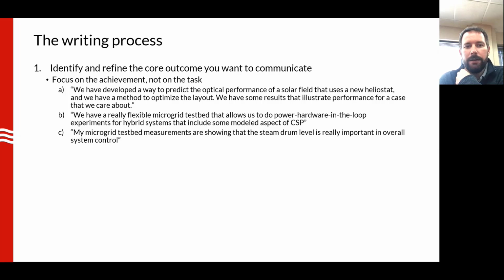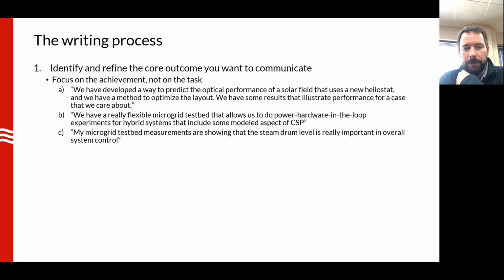B would be using Jacob for these two. So we have a really flexible microgrid testbed that allows us to do power hybrid in the loop experiments for hybrid systems that include some modeled aspect of CSP, right? That after some time we've decided that's the outcome that I'm trying to get to, or that I've gotten to.